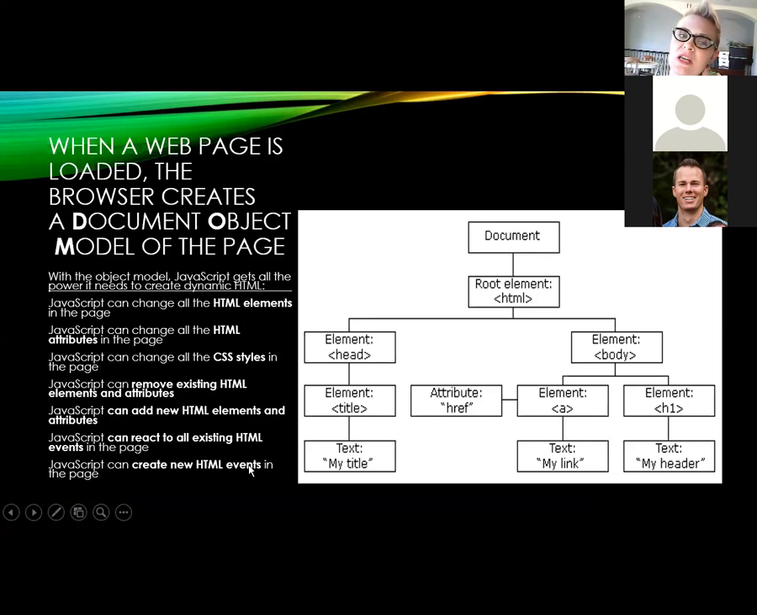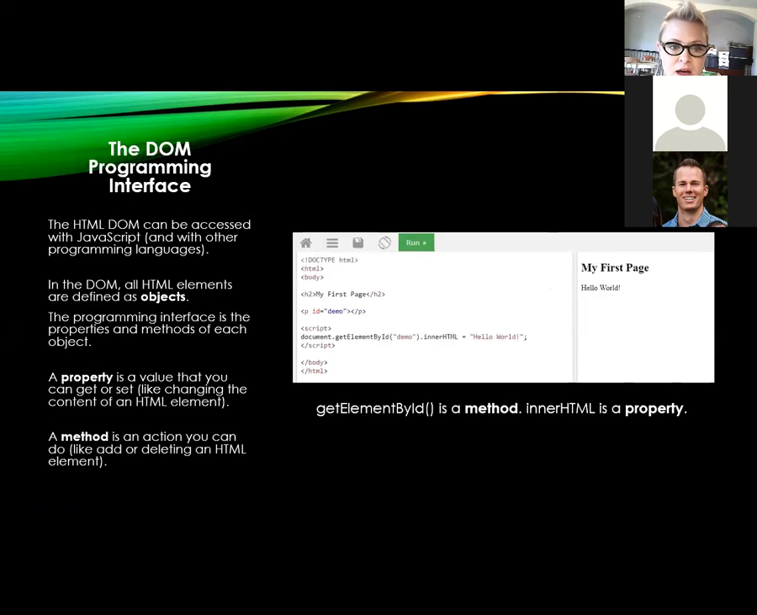When a web page is loaded, the browser automatically creates a document object model of the page. And that is how JavaScript interacts with HTML and changes it. So you can change HTML elements, attributes, you can remove them, you can change CSS styles, you can add new ones, you can create events. So here's an example. When we do get element by ID, we're using DOM, that's a method. When we do .innerHTML, that's a property. We are already doing it all of the time.